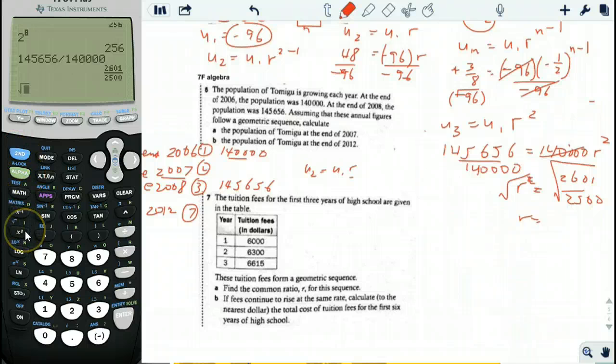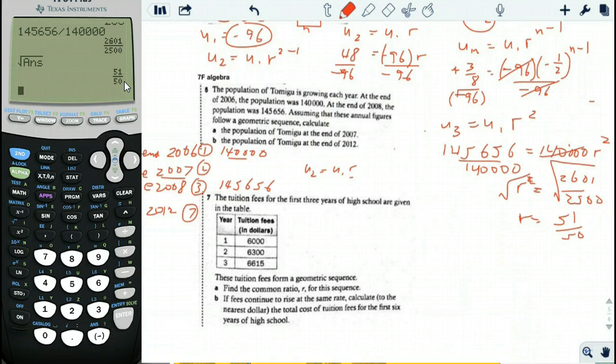Second square root. And then we'll get the answer, which is second negative sign, 51 over 50. So that is the R. And so to find U2, all we do is we take 140,000 and multiply times 51 over 50, and that'll give us U2, which is the value at the end of 2007.